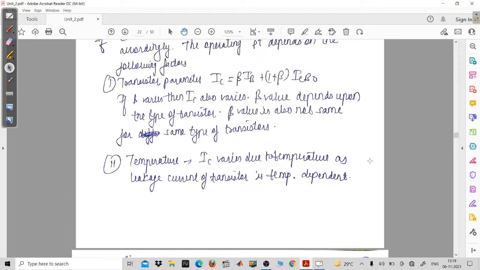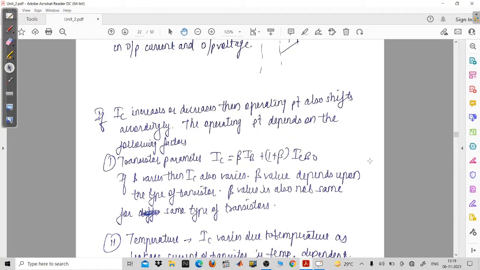Now there is also one more important fact, that when you increase the temperature, the VBE decreases. What is VBE? VBE is the base emitter voltage. So for every 1 degree Celsius rise in temperature, the VBE decreases by 2.5 millivolt. So because of this temperature and because of the transistor parameter, there is a requirement to stabilize the operating point.